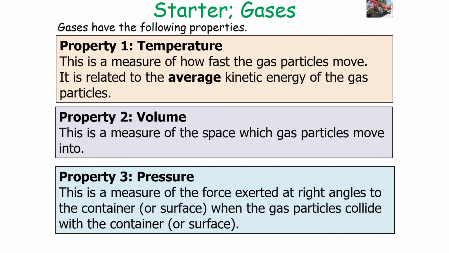So gases have the following three properties. Property 1, temperature, which is a measure of how fast gas particles move, and it's related to the average kinetic energy of the gas particles. Volume, this is the space in which gas particles move into. And then pressure. This is a measure of the force exerted at right angles to the container or surface when the gas particles collide with the container or the surface.